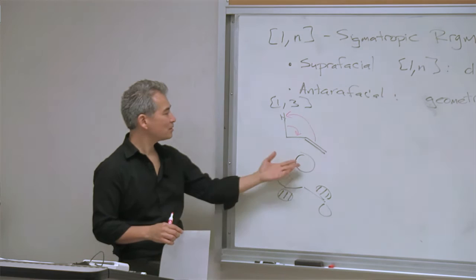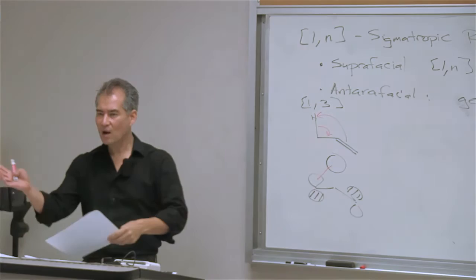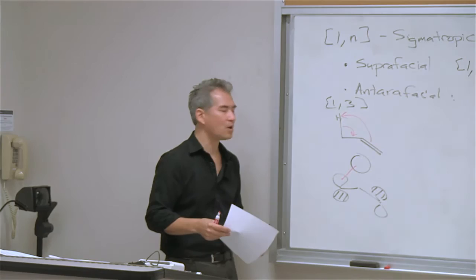The only way you could have some sort of 1-3 shift that's pericyclic is if the proton started on the top face and somehow ended up on the bottom. And quantum mechanically, maybe there's some tunneling argument why that might be possible, but it's just not plausible to draw 1-3 shifts of protons. That's completely implausible.